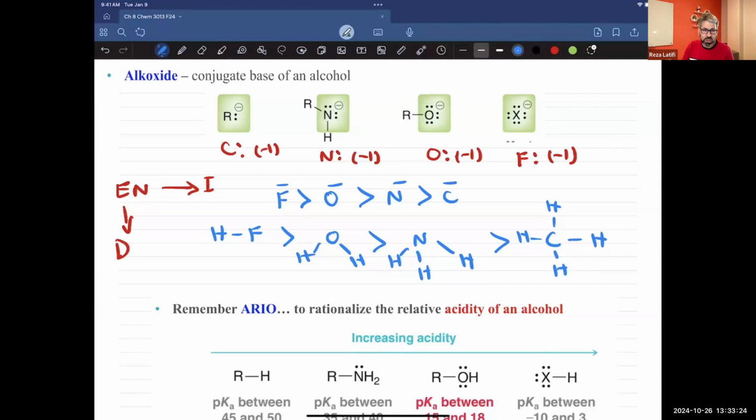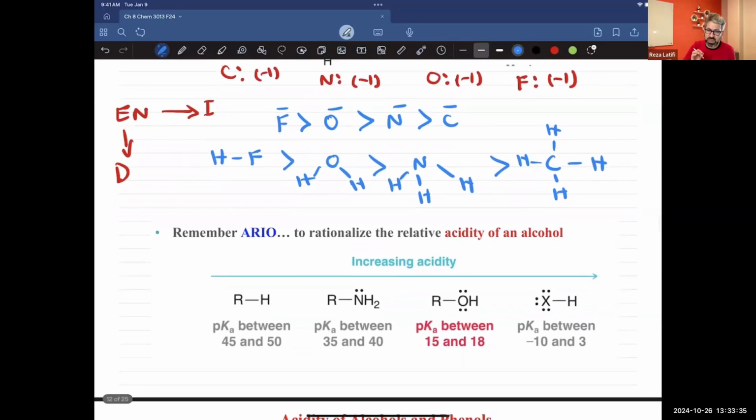Now, we said anything that stabilizes the conjugate base will increase the acidity. Anything that stabilizes it, and that's going to be the nature of the atom by itself. If your atom is more electronegative, more capable of handling negative charge, the acidity will go up.